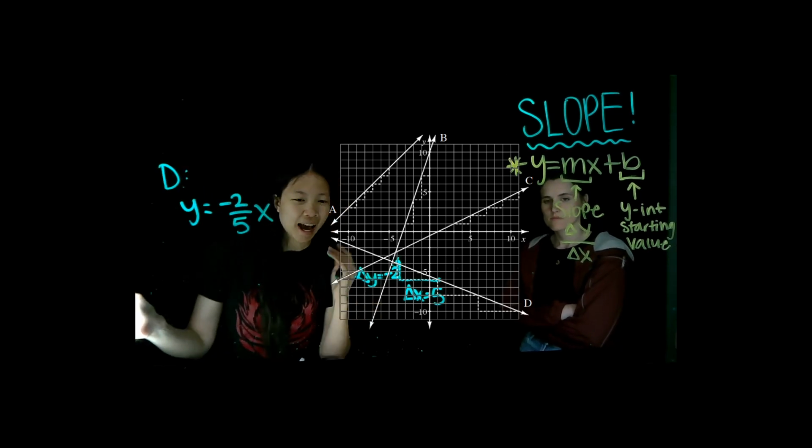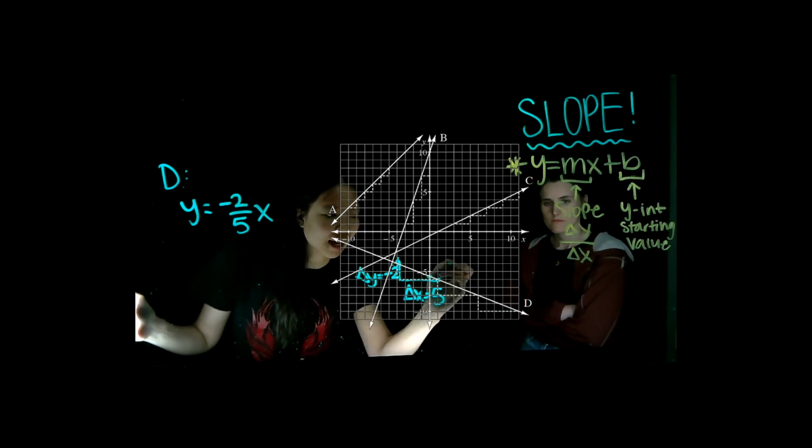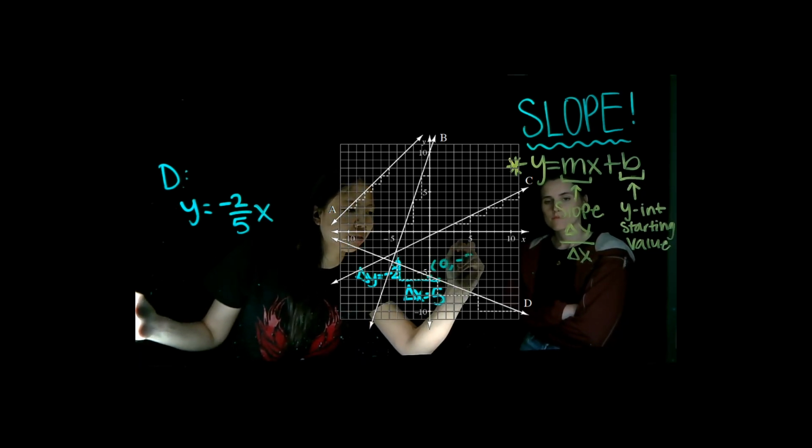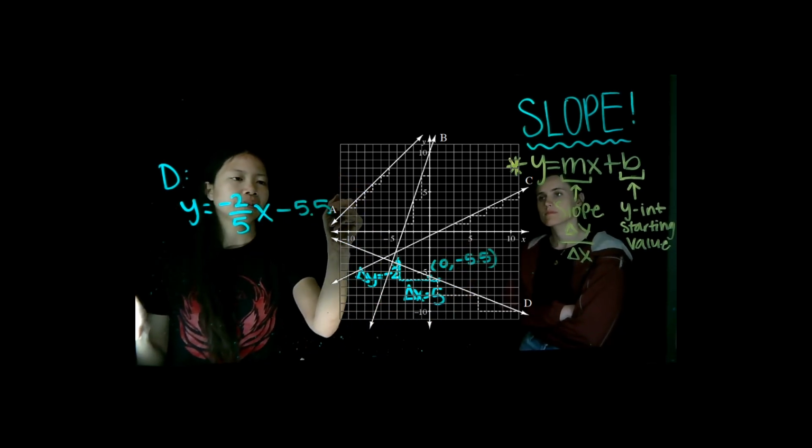And then I need to add my y-intercept. My y-intercept, it looks like it crosses here. This seems to be right in the middle. So I would say that this is at (0, -5.5). So my y-intercept is -5.5. And that is that.